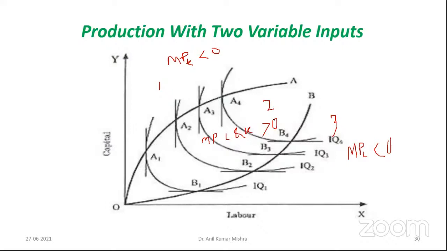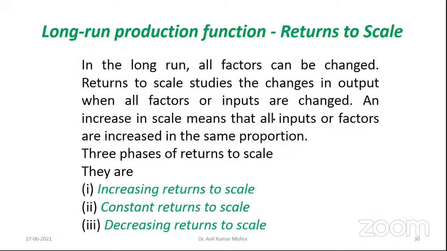But we are interested in the long run. In the long run, how do we elaborate the terms increasing return to scale, diminishing return to scale, and constant return to scale? In order to enter into that, let's start with the figure as well as the table. We have to elaborate these things with the help of the table. Let's say the table starts like this.